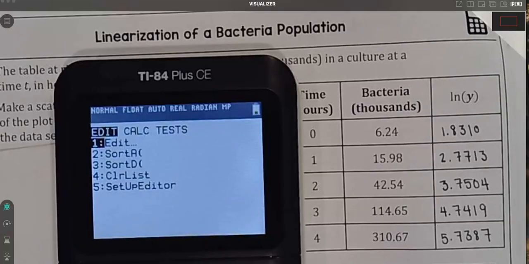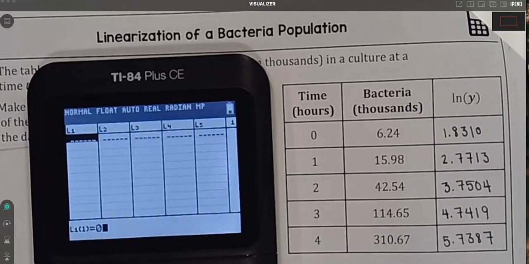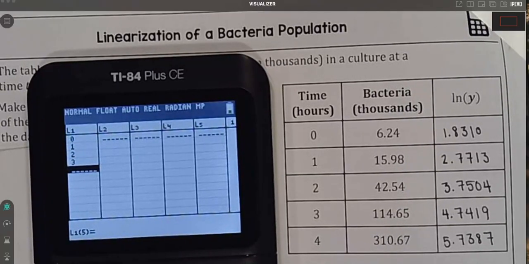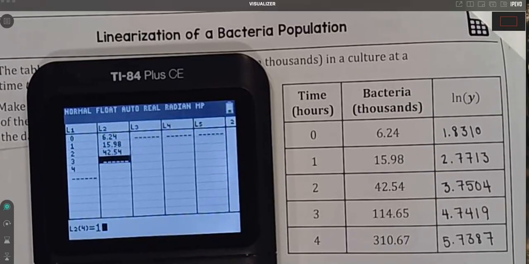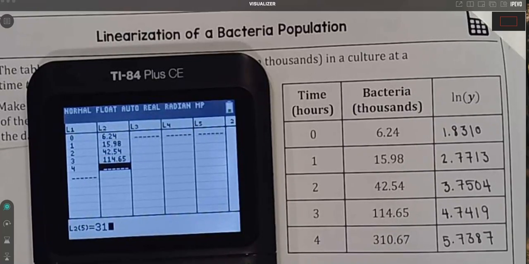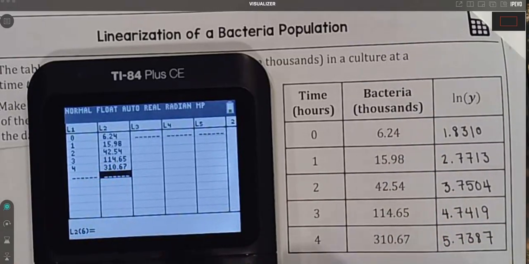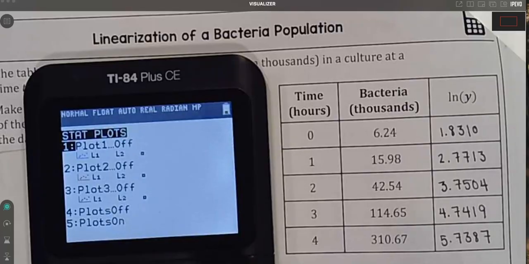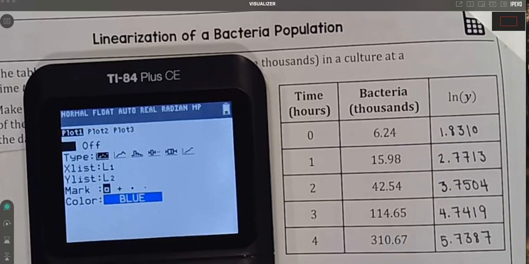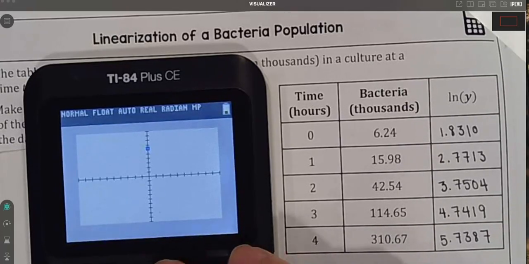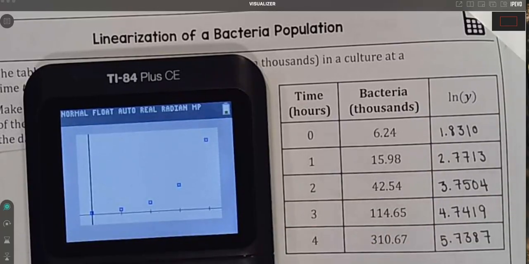So stat, edit, we've got 0, 1, 2, 3, 4. Bacteria in the thousands, we've got 6.24, 15.98, 42.54, 114.65, 310.67. Check. Okay, and let me turn my stat plot on. So if you wanted to see this graph, here's what it looks like to start.